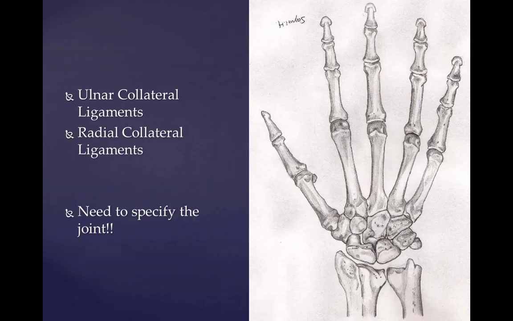The wrist and each metacarpal phalangeal joint, proximal interphalangeal joint, or distal interphalangeal joint in the wrist, hand, and fingers have both an ulnar collateral and a radial collateral ligament. When the body is standing in the anatomical position, the arms are by the side and the palms face forward. The ulnar collateral ligament is on the medial side or pinky side, and the radial collateral ligament is on the lateral side or thumb side. You need to make sure that you specify the joint that you are referring to when you describe ulnar collateral and radial collateral ligaments.